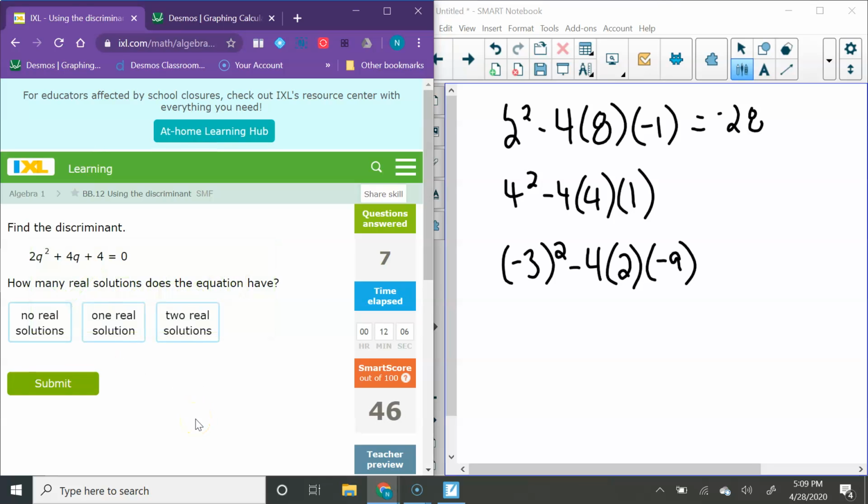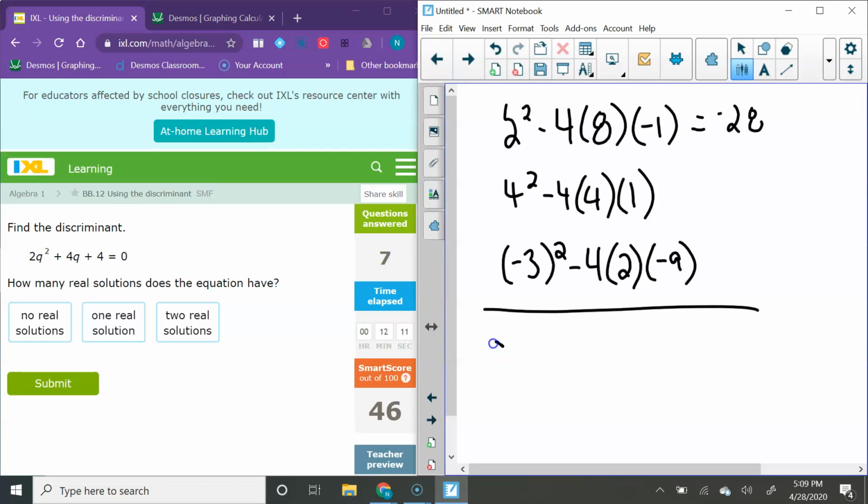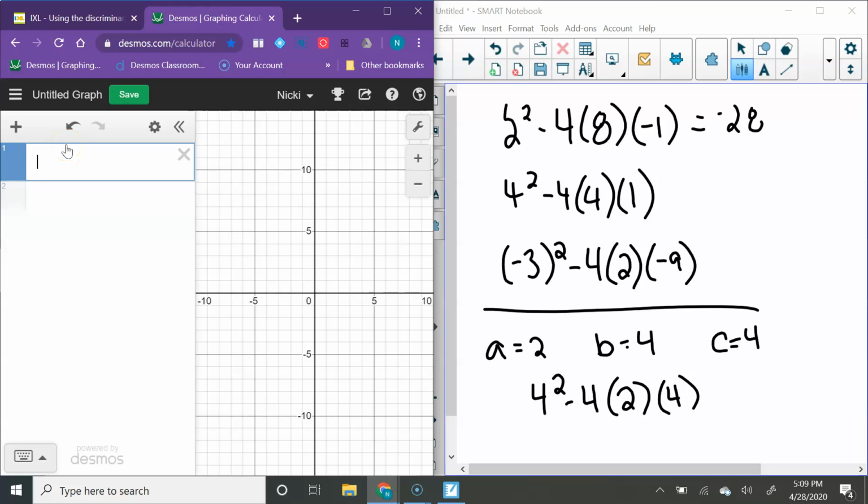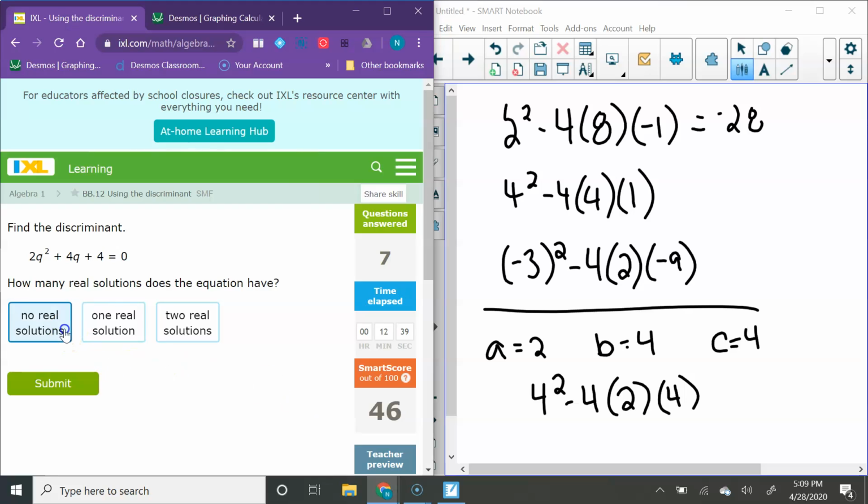Okay, here's our next one. We've got our A for this one is 2, our B is 4, and our C is 4. So we would have 4 squared minus 4 times 2 times 4. We get -16. So a negative is going to be no real solutions.